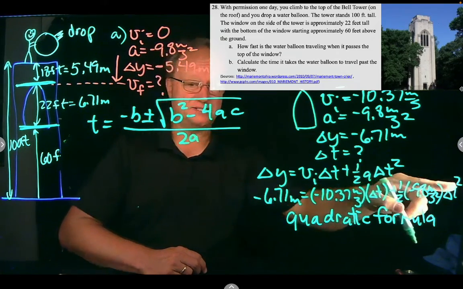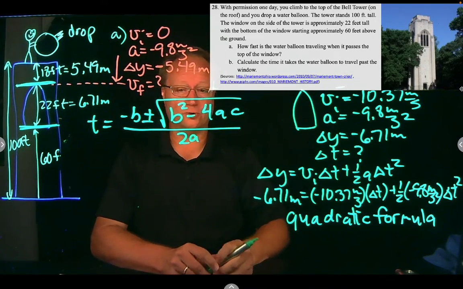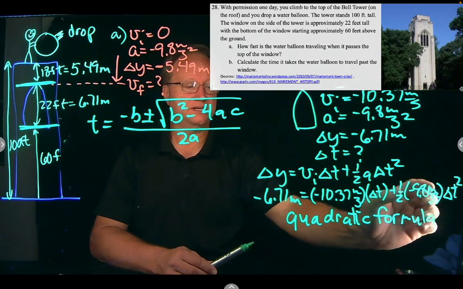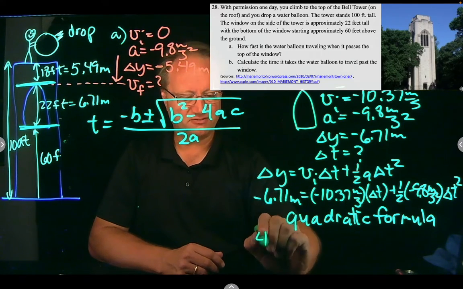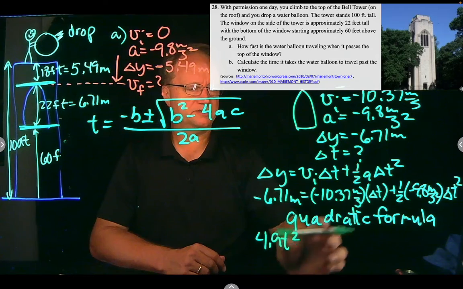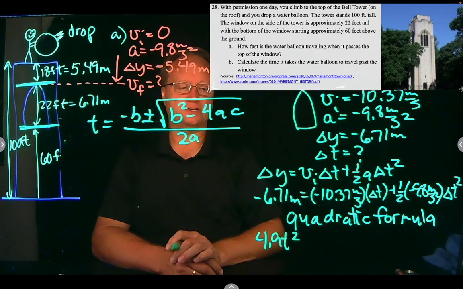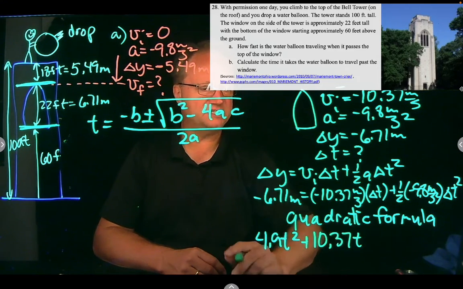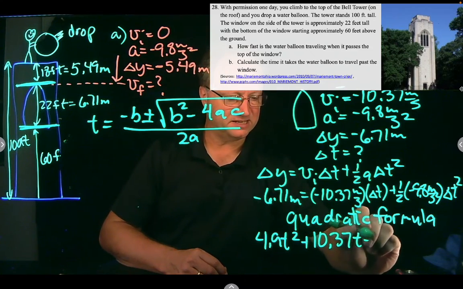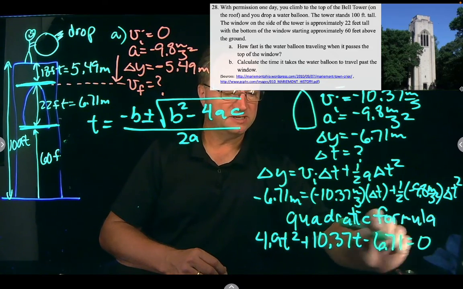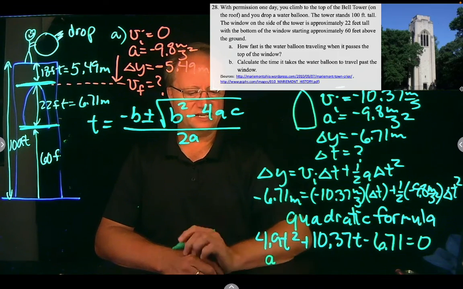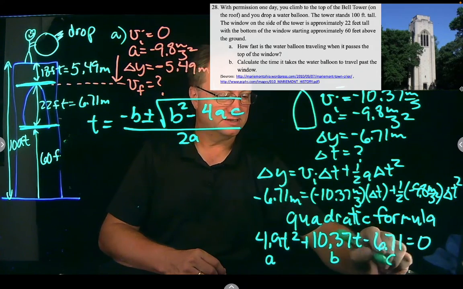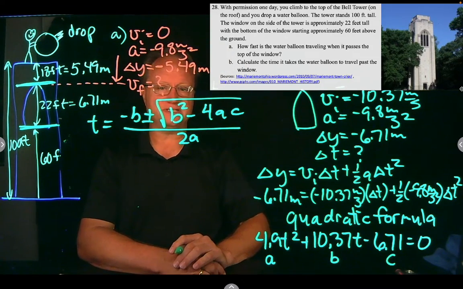I'm going to take this, do a little bit of algebra on it, get everything in descending order. Half of negative 9.8 is negative 4.9. And then I'm going to add that to the other side. So I'll have a 4.9 t squared. I'm going to move the 10.37 t to the other side, so then it's going to be positive 10.37 t. And then the negative 6.71, and then equals 0. So then 4.9 would be A, 10.37 would be B, and negative 6.71 would be C.